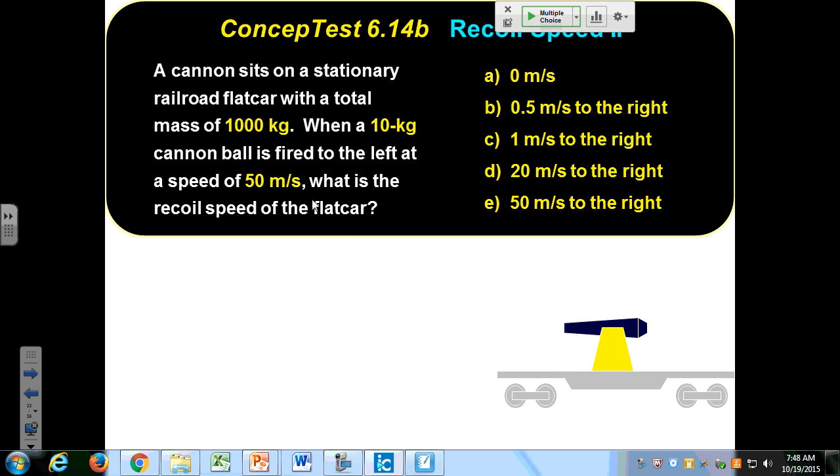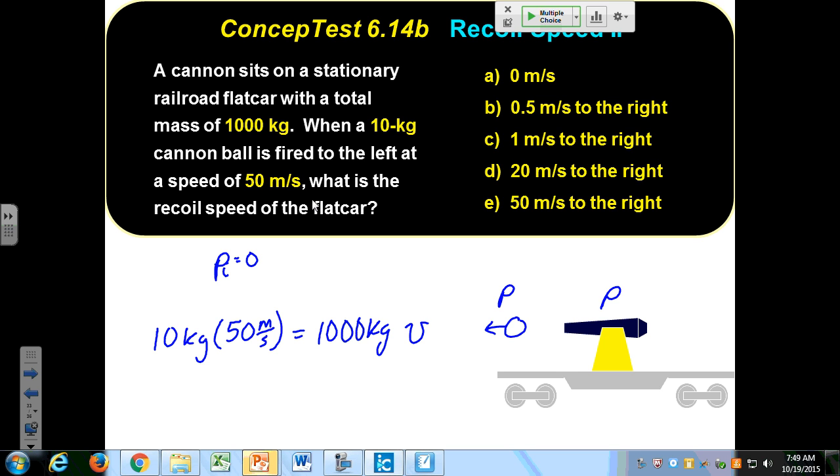So here my initial momentum is equal to 0, and that's going to equal the final momentum. That means that the cart, the 1,000-kilogram thing, and the cannonball are both going to have the same momentum. So after the cannonball comes out, its momentum will equal the momentum of the cart. So I know then that the mass of the cannonball, 10 kilograms, times its speed, which is 50 meters per second, will equal the mass of the cart, 1,000 kilograms, times its final speed. So that's 500, so VF equals 0.5 meters per second.